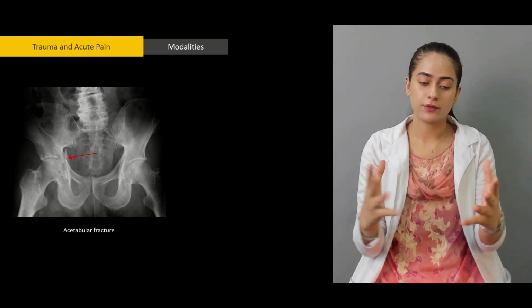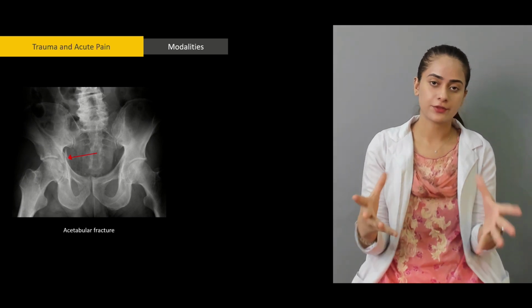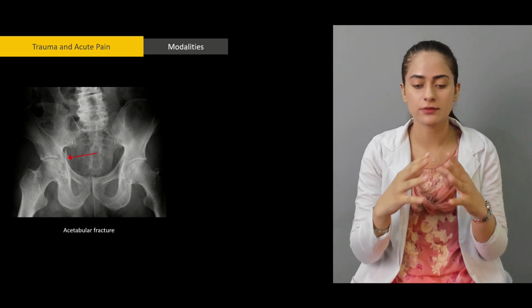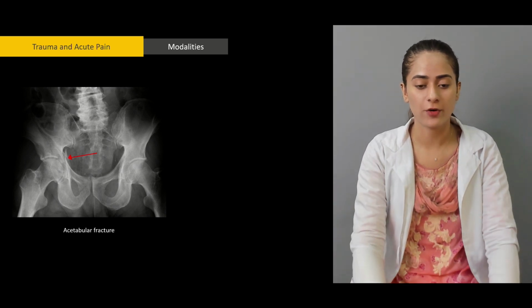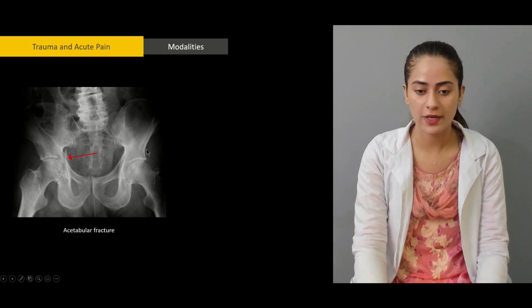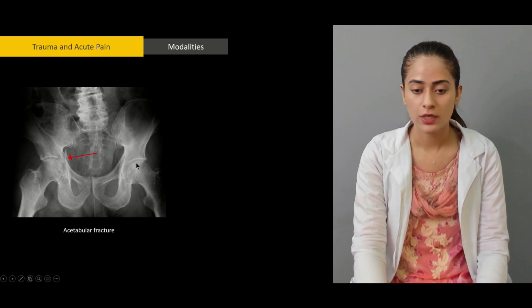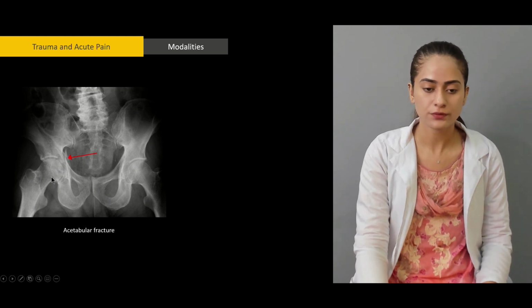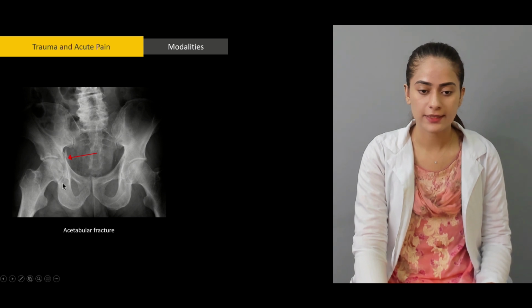So now we're going to talk about the modalities, and we're going to talk about X-rays. Again, let's label the X-ray so that everybody memorizes. So this is again the ilium, this is the ischium, and then the pubis, the acetabulum, the femoral head, the greater trochanter, lesser trochanter, the shaft here. So this again is the acetabulum.